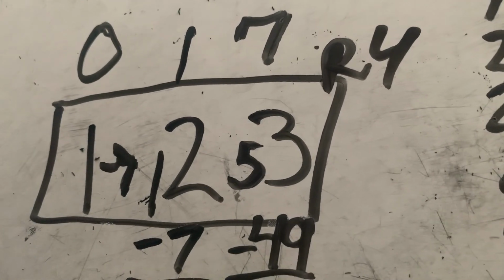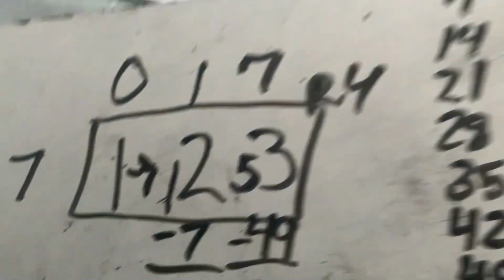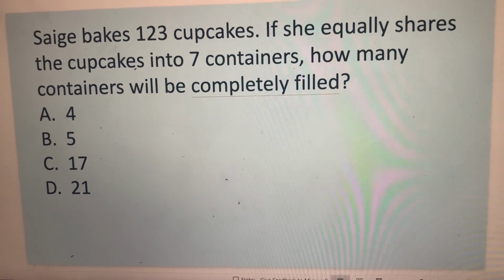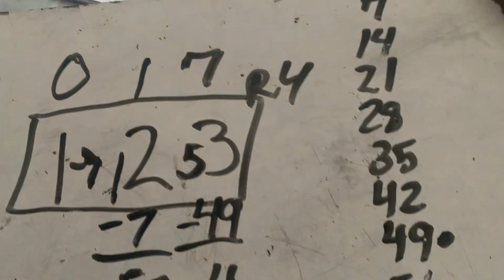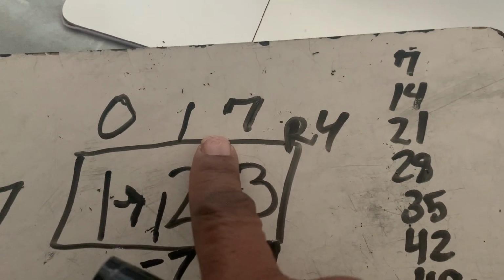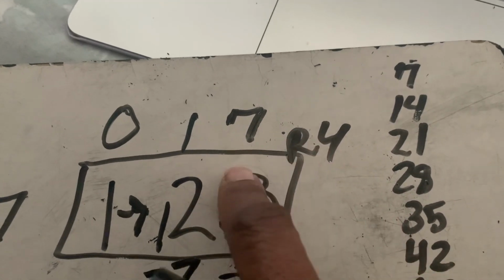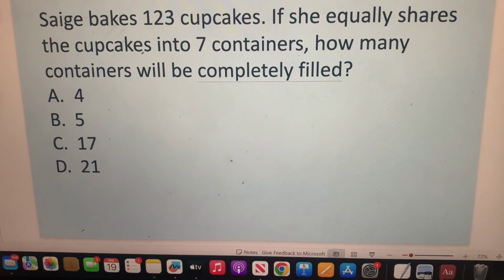Now let's go back and reread that last sentence to see what is the most reasonable answer based on what it's asking. How many containers will be completely filled? Looking at my problem, 17 will be completely filled, and then it'll be 1 container with only 4 in there. So our answer is C, 17.